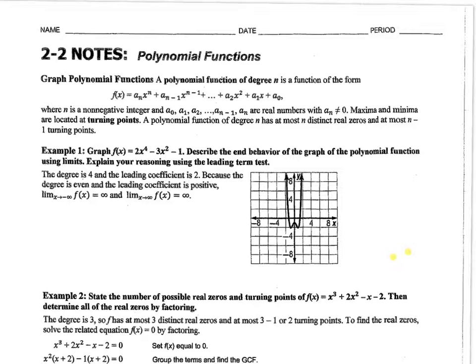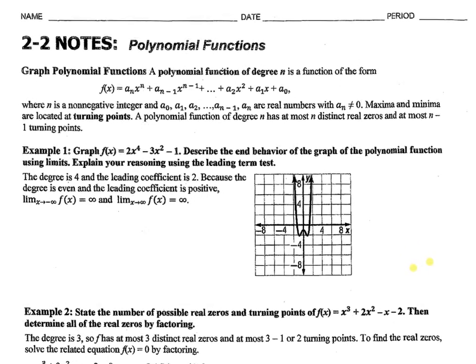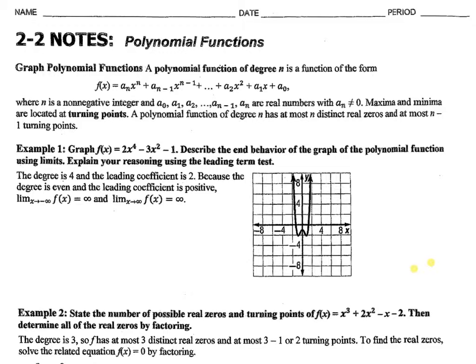So here we're talking about polynomial functions. When we have polynomial functions, it says graph polynomial functions. A polynomial function of degree n is a function of the form, and that's the form. Do you understand what that means? Are they giving you that there? Yes. Okay, so this is what they're giving you. Notice how you have the n and an n. That is a non-negative integer, which means that n is positive.